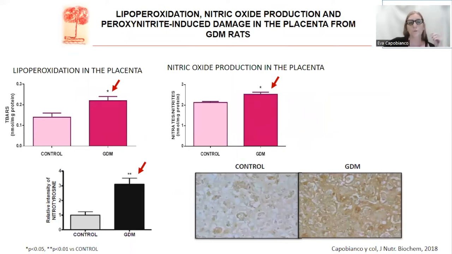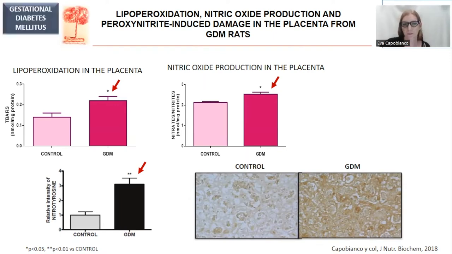Together with these results, we found an increase in the levels of lipoperoxidation and nitric oxide production, as well as increases in nitrotyrosine. These increases are related with the low levels of PPARs found, since they are very important regulators of inflammation and antioxidant pathways.